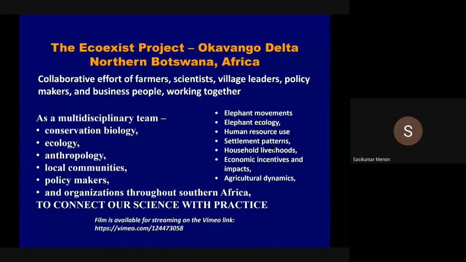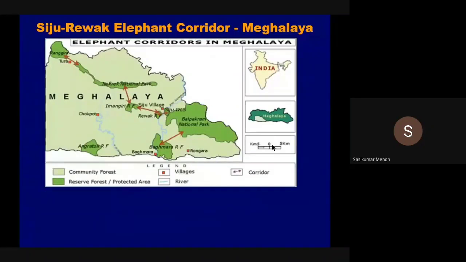Now, this is a very interesting and a very feasible model that they have developed. Such models need to be replicated in India with our regional expertise. Now, here is a very good example. Many times I hear people saying that the tribals, the local people, are the ones who are against the conservation program and so on. Here is a classic example. If you deal with the local population in the right manner, in the right spirit, they are all positive to conservation. Now, here is an example: the Siju-Rewak elephant corridor in Meghalaya.